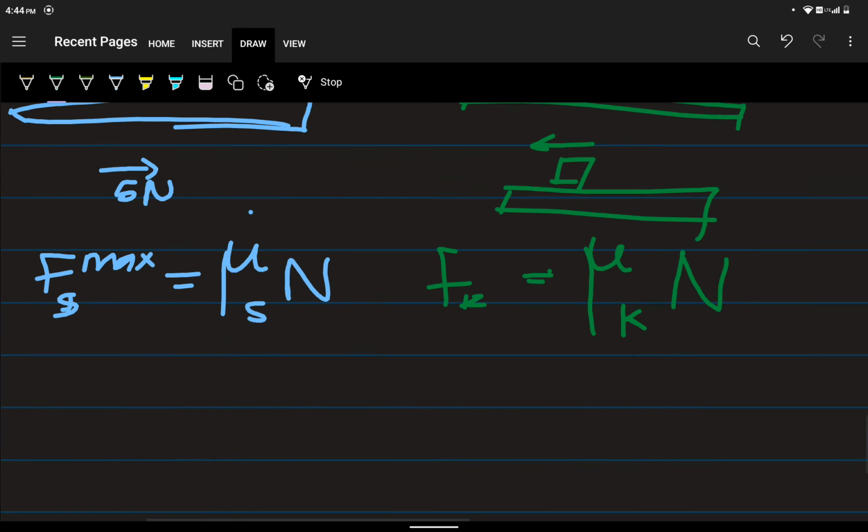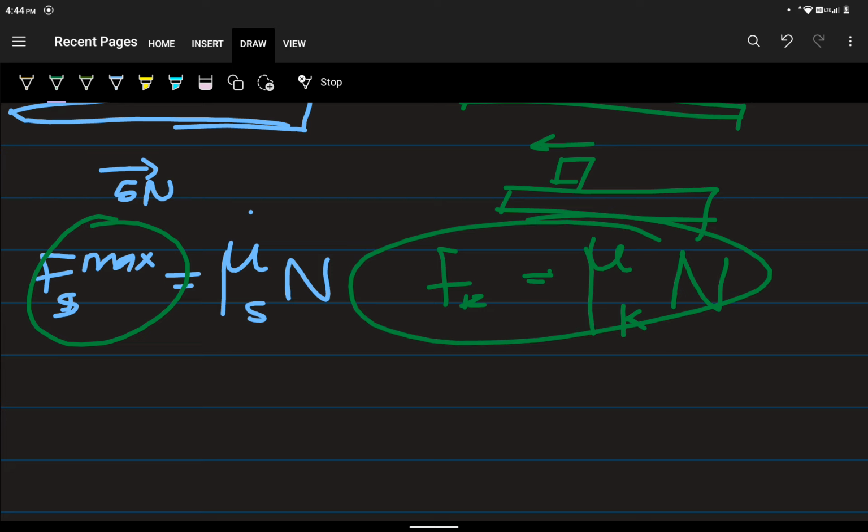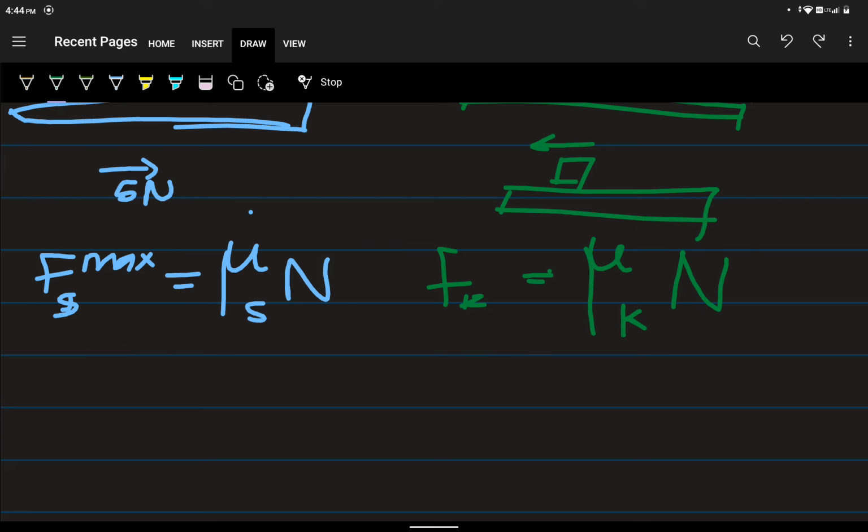Now the difference between this formula and this formula is that this one only works when you have the maximum static frictional force. It doesn't work with any other type of static friction, you must always have the maximum static frictional force, while this one works on any type of kinetic frictional force, right?